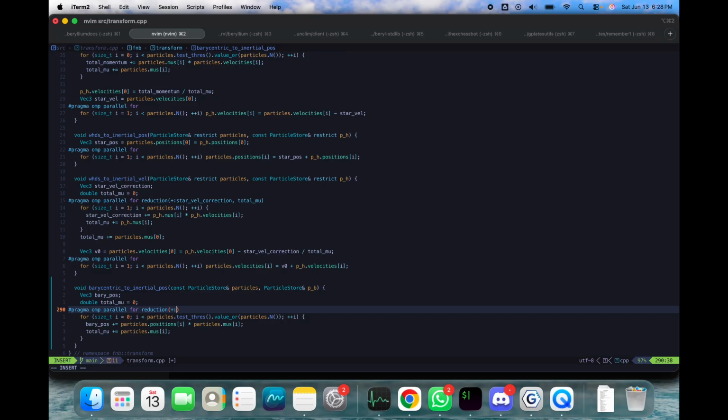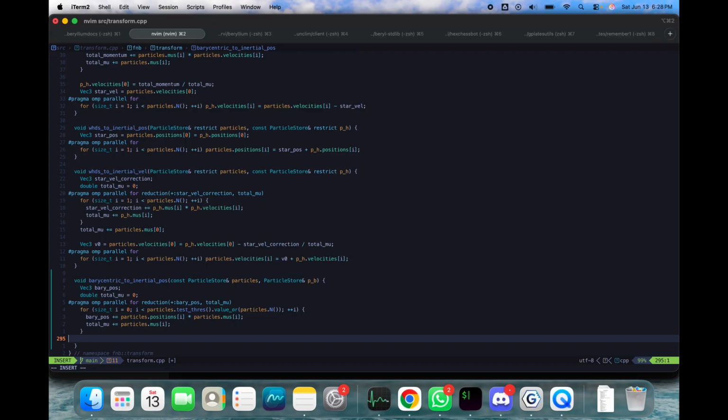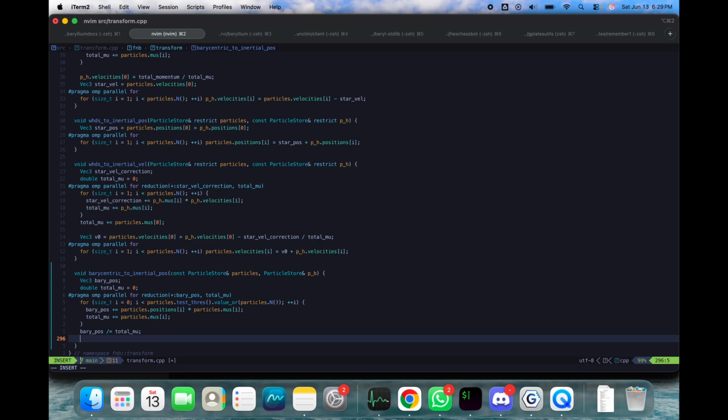Plus colon, you get bary_pos and also total_mu. And I'm just going to say bary_pos, and now we just have to divide this by total_mu. Okay, that looks good.